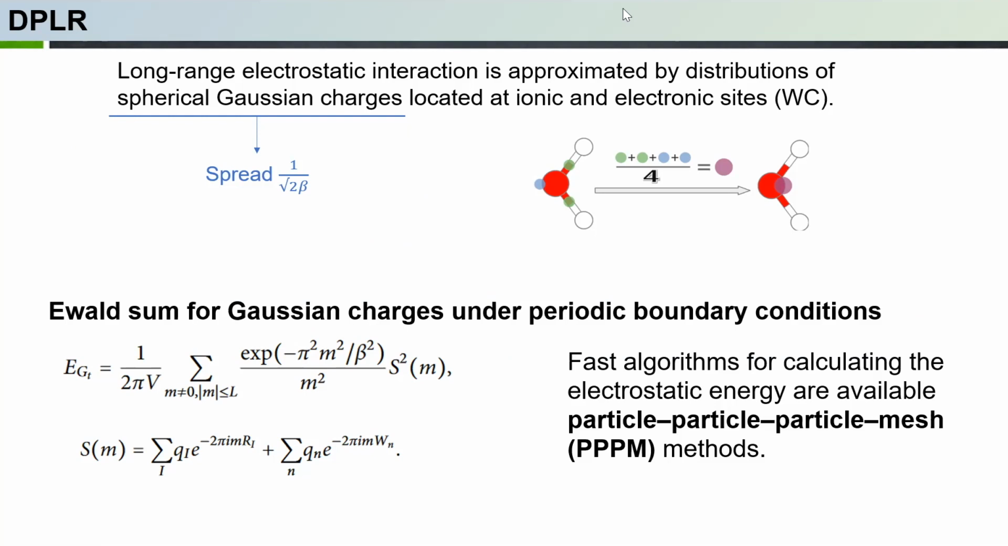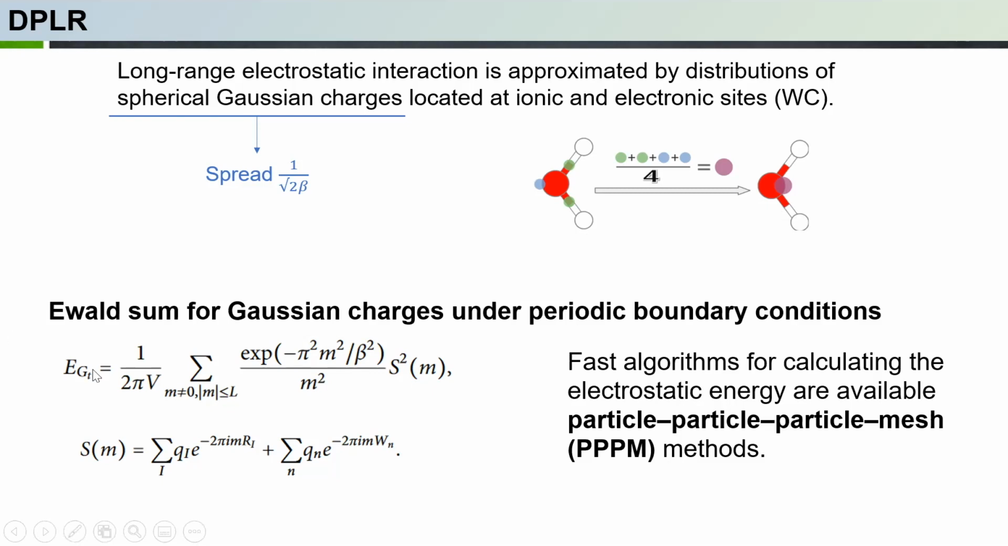In DPLR, the long-range electrostatic interaction is approximated by the distribution of spherical Gaussian charges located at the ionic and electronic sites. So we can see the largest difference between DP and DPLR is that we have a Wannier centroid here, and this Wannier centroid is predicted by the deep Wannier neural network. Here we will use the deep Wannier neural network that we obtained this morning. It's called dplr.pb.